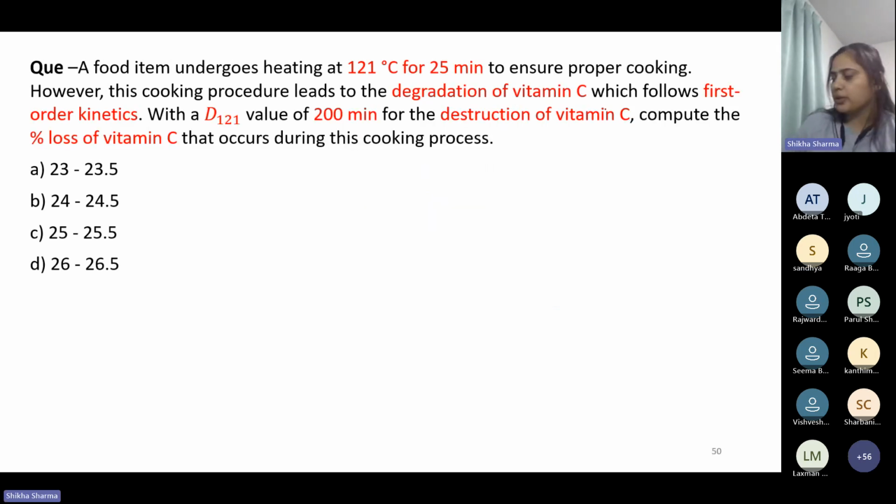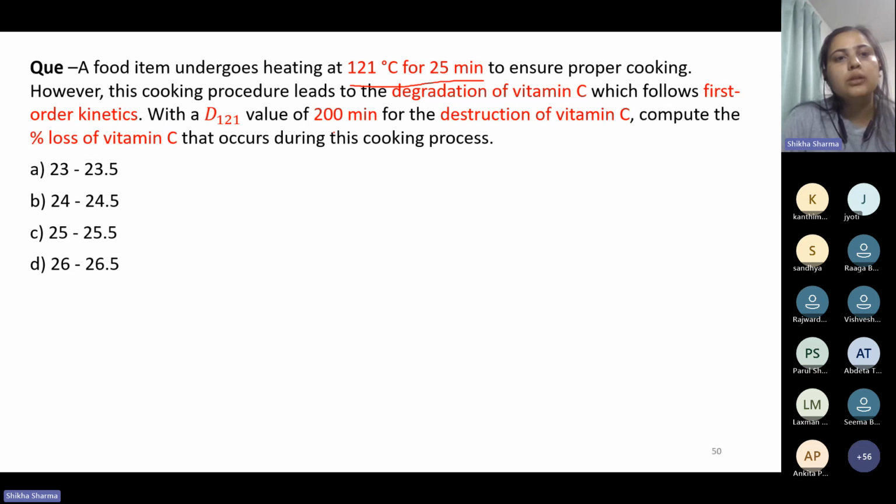So we are moving to our next question now. A food item undergoes heating at 121 degrees Celsius for 25 minutes. To ensure proper cooking, we are using this temperature and time combination. When we cook this food, there is degradation of vitamin C, which follows first order kinetics, with a D value at 121 degrees Celsius of 200 minutes. We need to calculate the percentage loss of vitamin C when we cook this food.